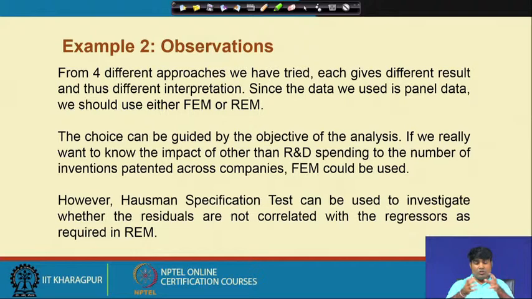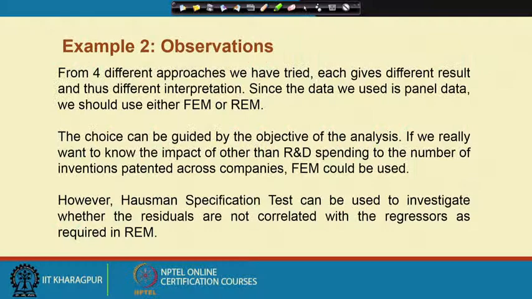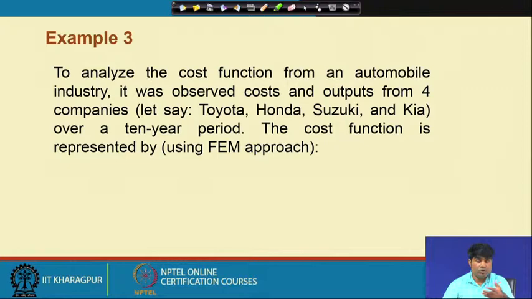Moreover, the Hausman test can be used to investigate whether the residuals are not correlated with the regressors, as long as you would like to check the use of the fixed effect model and random effect model. These are two things: one is the technical requirement, the other is the problem requirement. If the problem requirement is a comparative analysis, then it's better to bring the fixed effect model. If the problem requirement is not comparative analysis, and it is only to check whether there is a strong association between the dependent variable and independent variable, then random effect models may be a better choice. So that's the big deal between fixed effect model and random effect model. So likewise, we have different kinds of approaches. So I can bring another example.